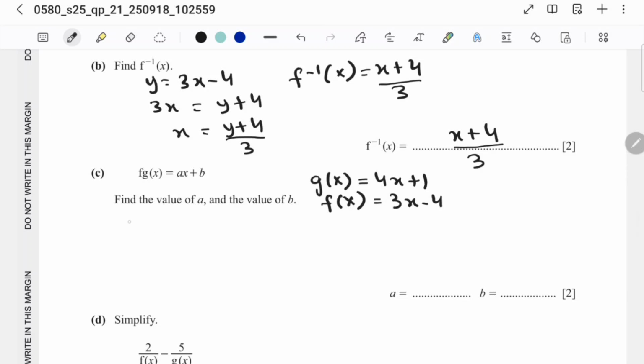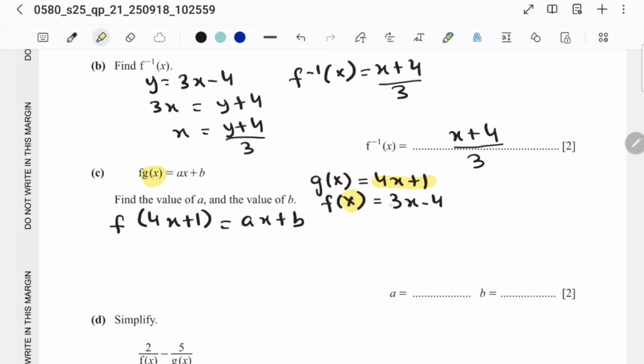Now what do? f of g(x). In place of g(x), I'm writing down 4x plus 1, which is equal to ax plus b. Okay, now I'm moving to this.